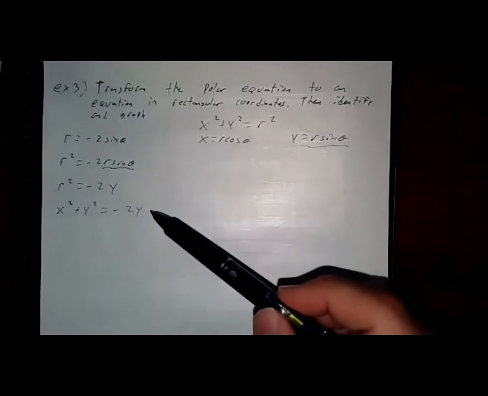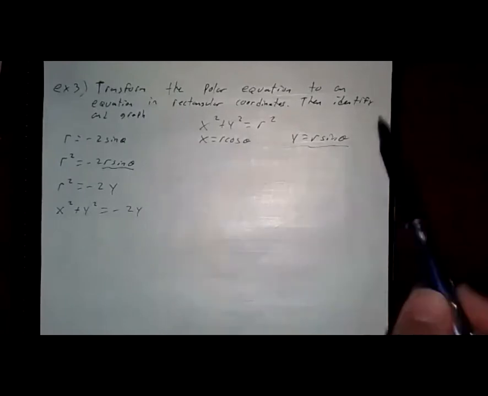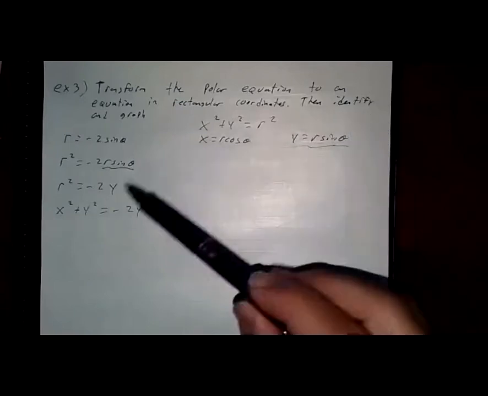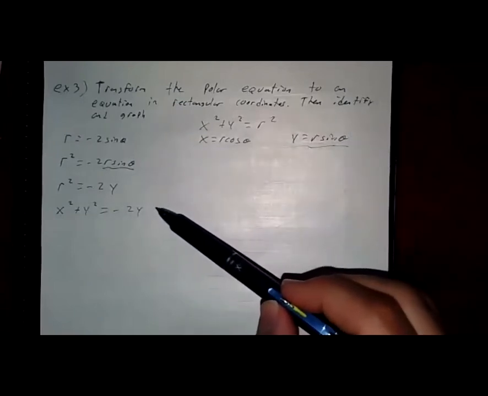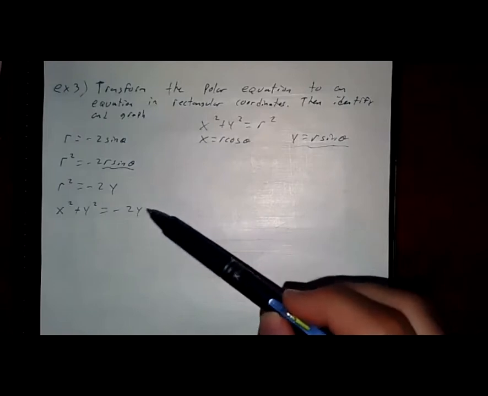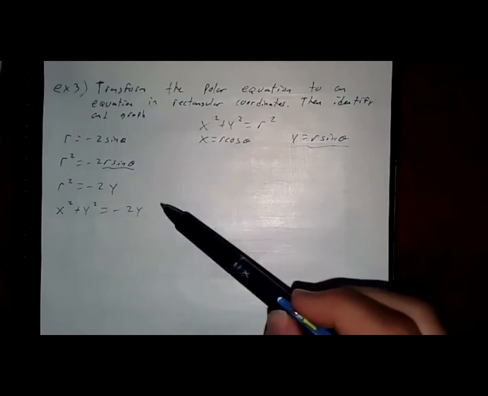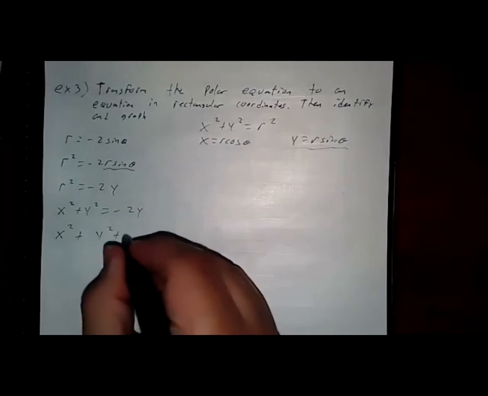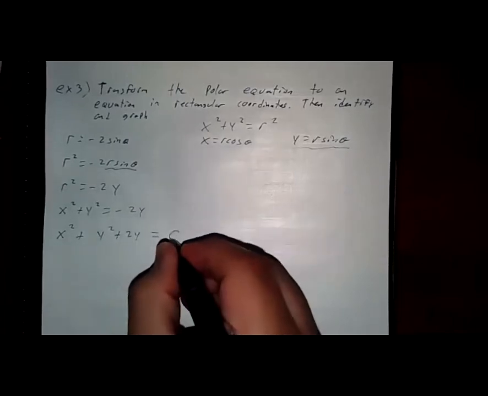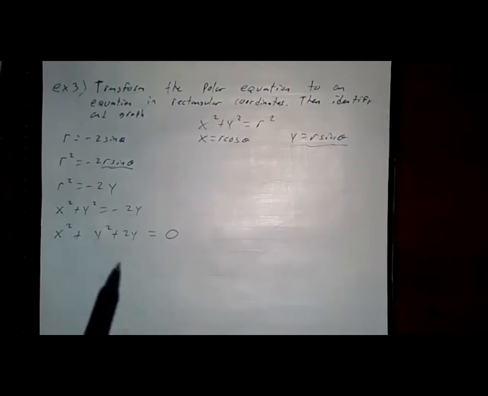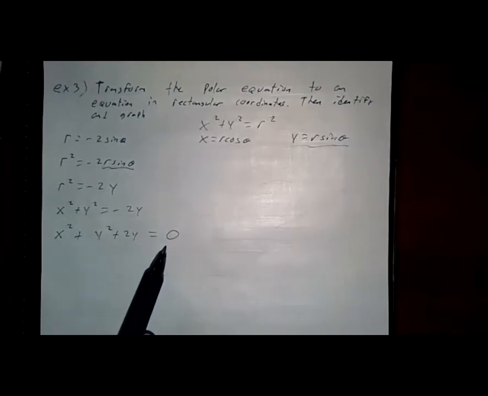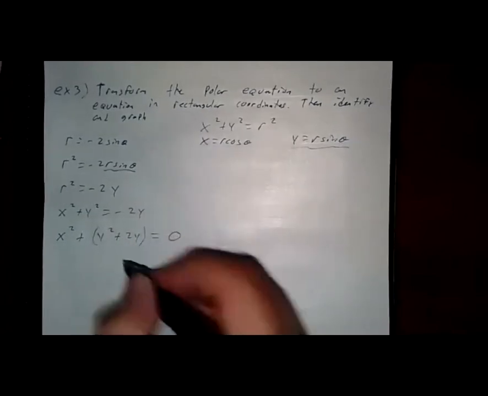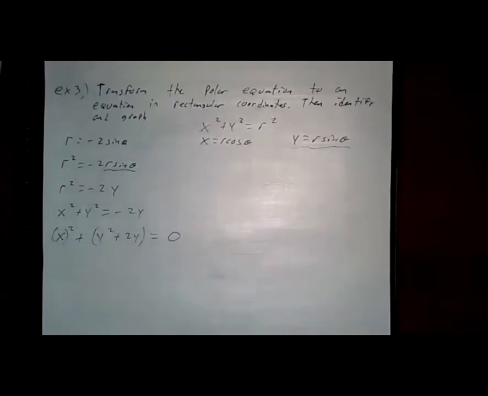So that's half the question, right? Then it says identify and graph it. So in order to do so, put this in circle standard form. So we said get all the x's and y's together. So I'm going to move that over. I move the 2y to the left by addition. So now it's equal to 0. So these are the ones that we need to work with. The x squared is already done. So we only have to complete the square once.